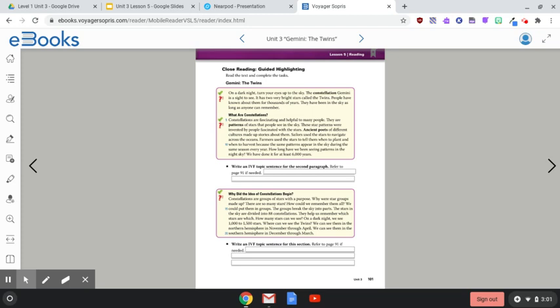Mark the explanation of how sailors used constellations. Mark the explanation of how farmers used constellations. Go to lines 10 and 11. Mark the evidence that explains how constellations can indicate time.